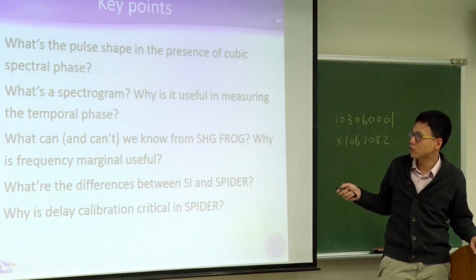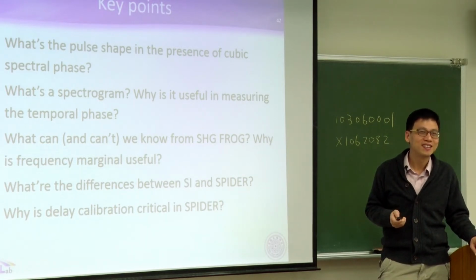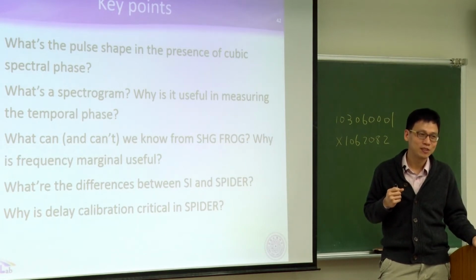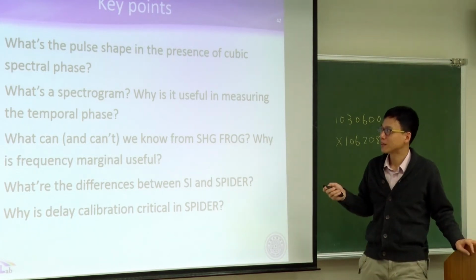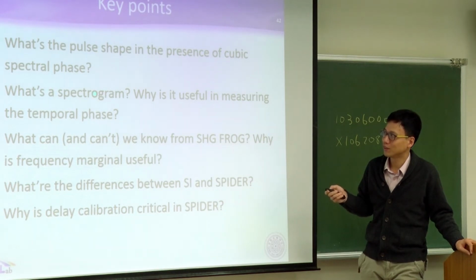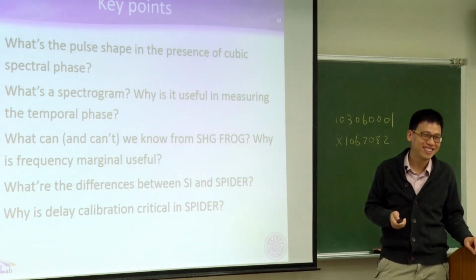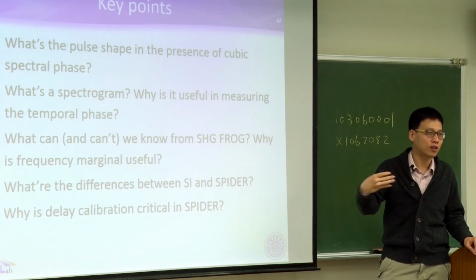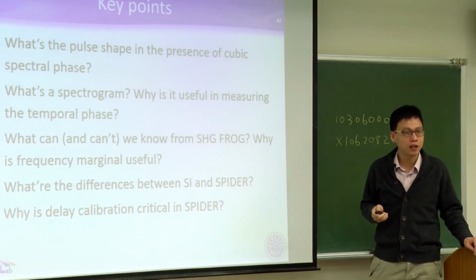Okay. Second question: What is a spectrogram, and why is it useful in measuring the temporal phase? What is a spectrogram? A two-dimensional function with omega and tau, two variables, right? So basically, you need a three-dimensional representation for a spectrogram. If that is hard to imagine, think of a musical staff: it is a spectrogram. Different timing corresponds to different spectrum. That is a spectrogram. Okay. And why is it useful? It can be used to measure the temporal phase.